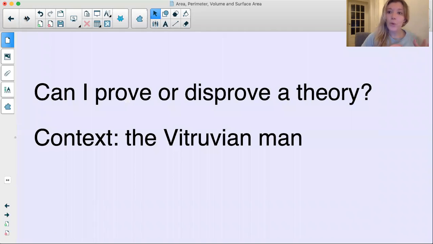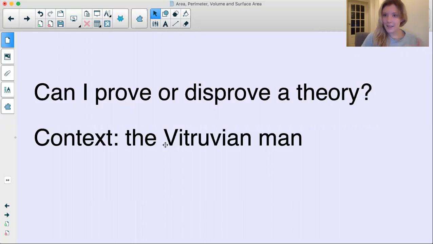So can I prove or disprove a theory? This one's super exciting. You're going to love this investigation. So essentially, you are looking at someone's hypothesis, a statement that they've said, and you need to look at it, understand it, evaluate it, test it, to find whether or not the theory is in fact true or false.